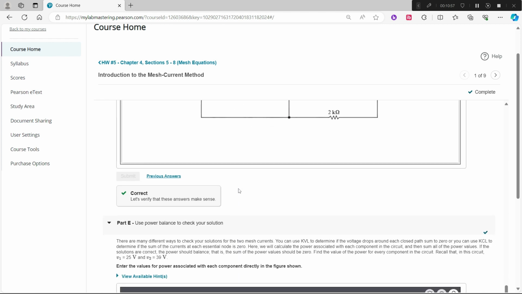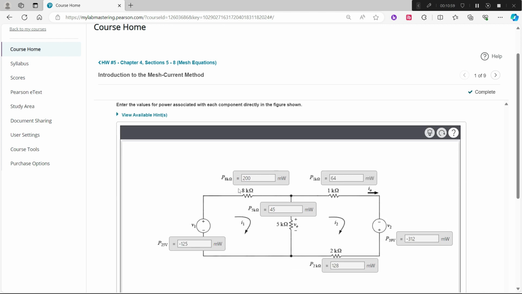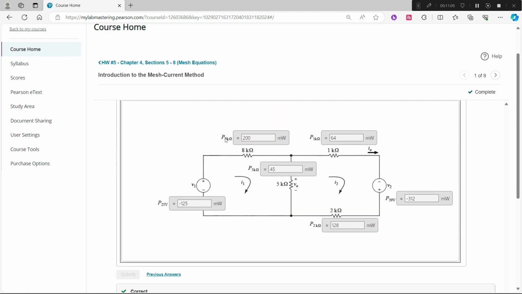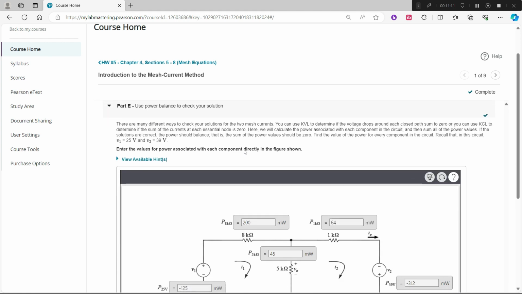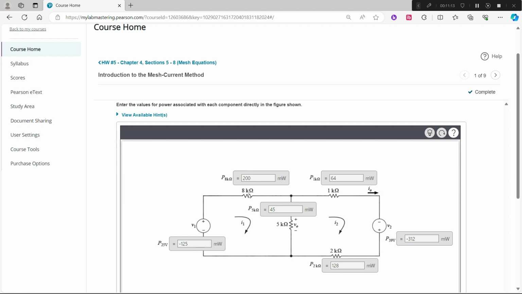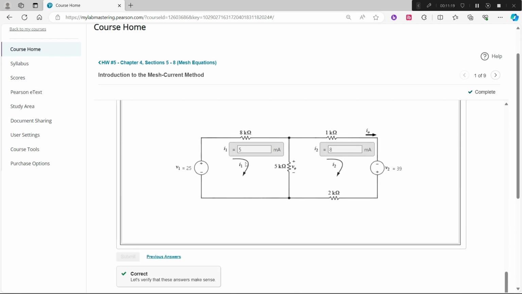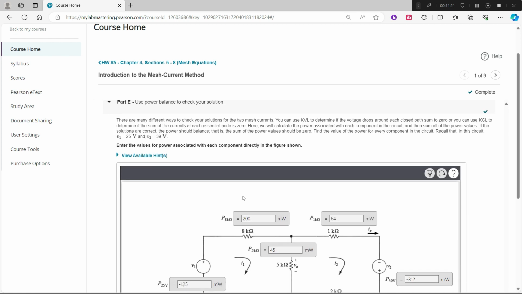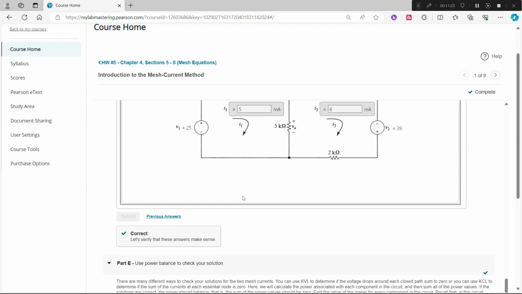Yep. And then since we have the current going through them, now we can plug it into all of our numbers, and this is what you should get for your numbers. So for I1, which is 8 milliamps, 8 milliamps times... I1 is 5.